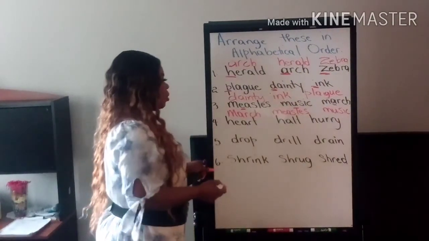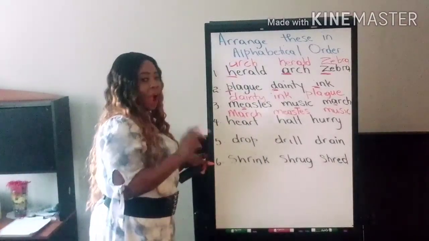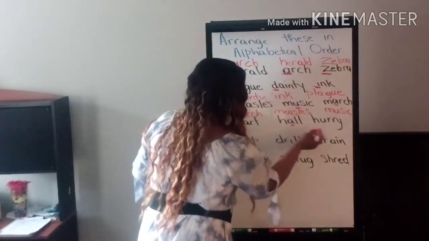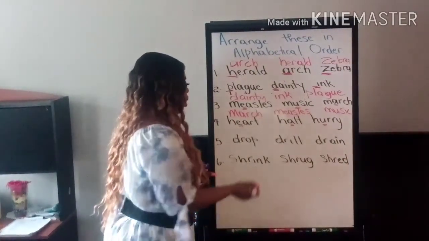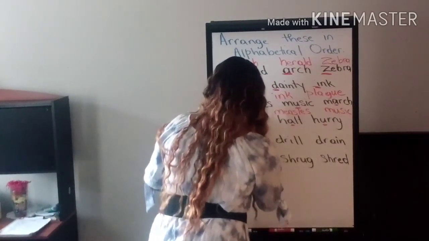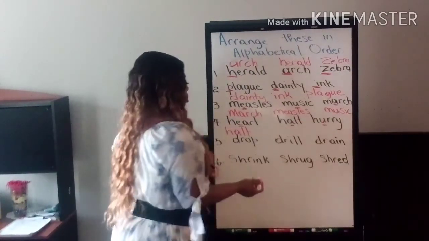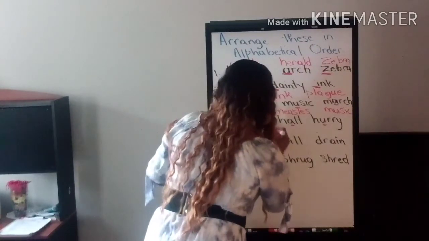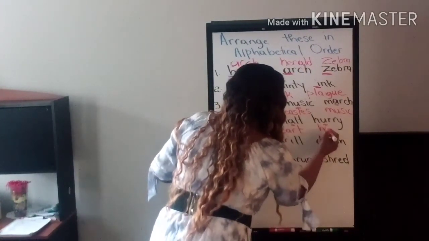Or what about this one now? And again, the first letters are all the same. So we jump to the second letter. And A is there. Naturally, that's the first letter. So halt, heart, hurry, right? So we have A, we have E here, so heart would be next. And then we have hurry.